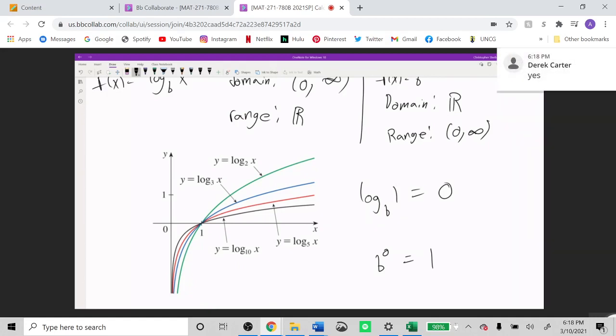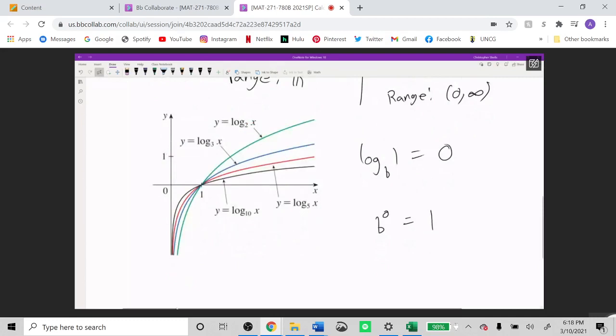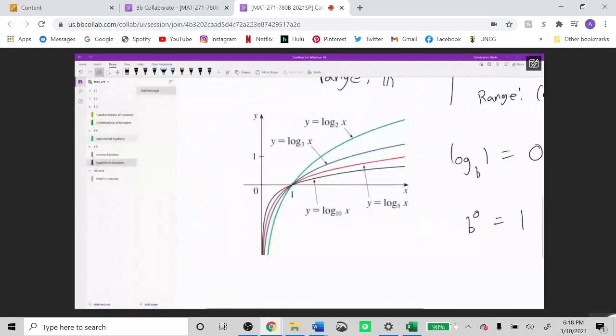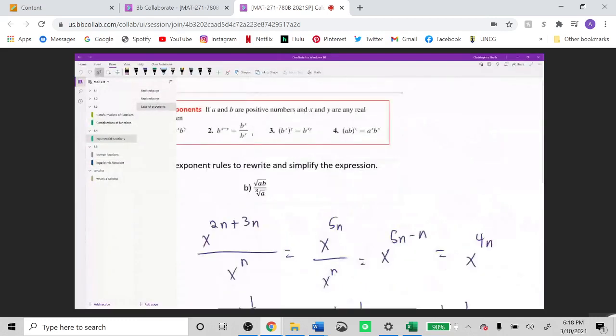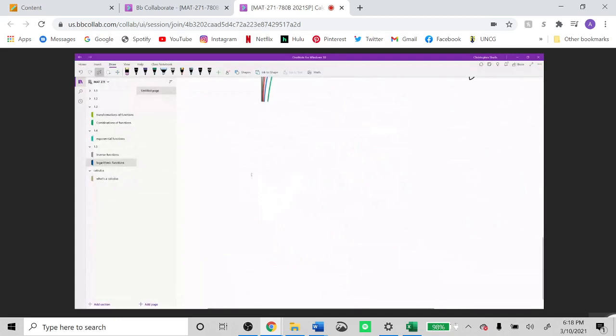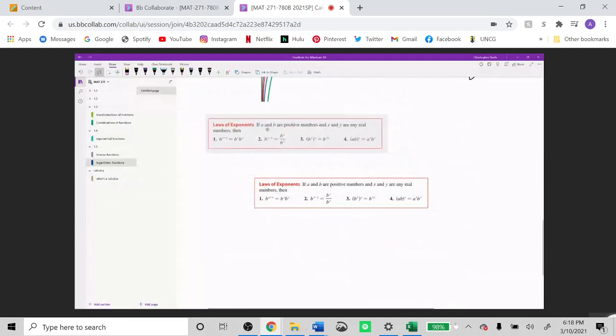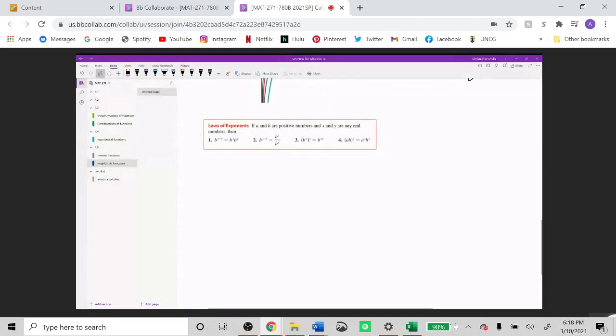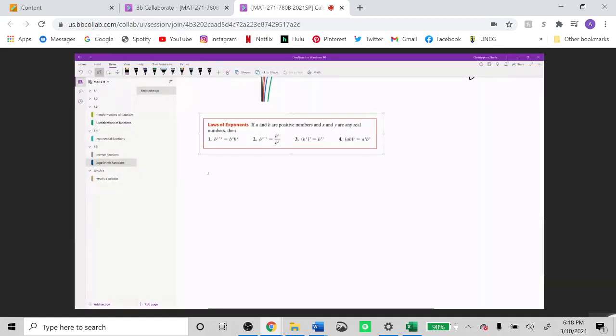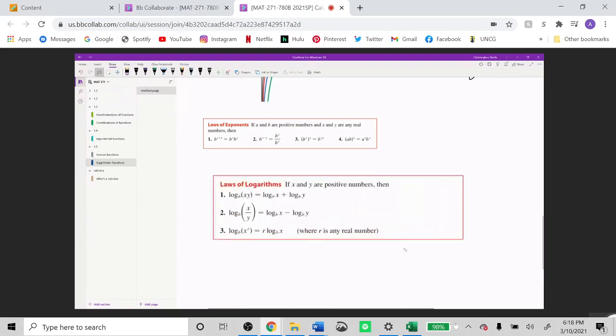So basically, all of these properties of logarithms are going to follow from properties of exponential functions that we've already discussed, and from properties of exponents. In fact, let me go over here and copy and paste these exponent laws so we can compare. These are the 4 exponent laws we discussed. And here are some logarithm laws.